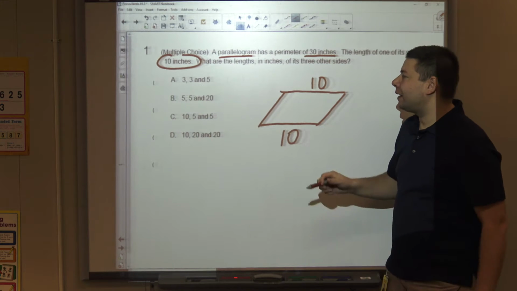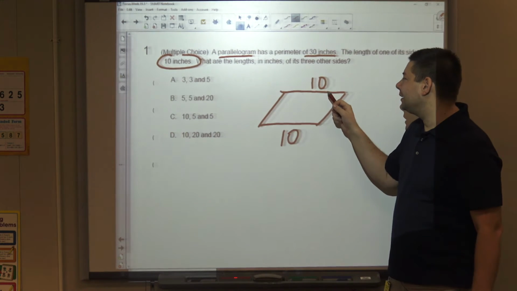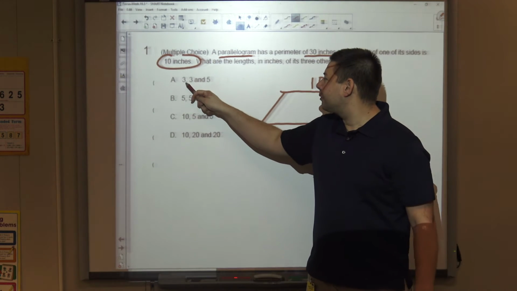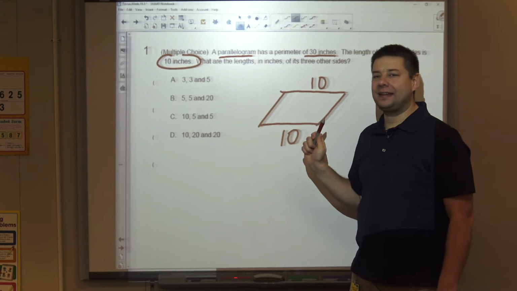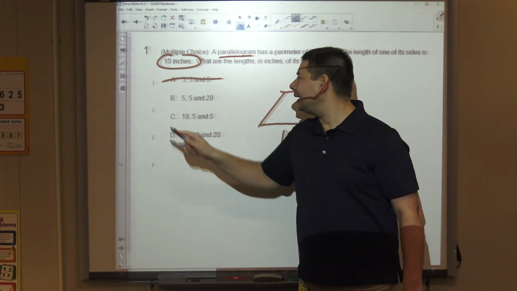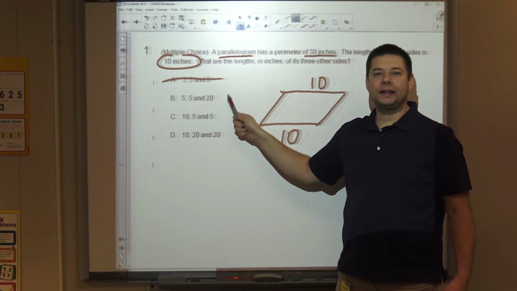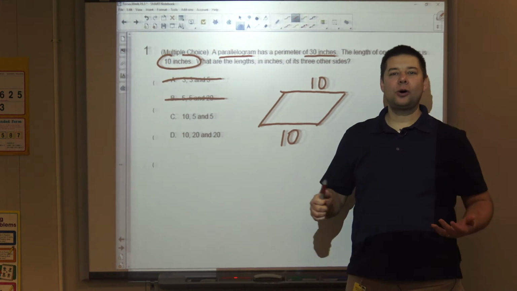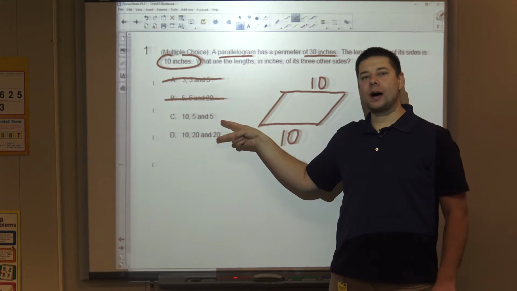it was random. Now I want to look at my multiple choice options because I know that 10 is going to be my second side. So here I have 3, 3, and 5. There's no 10 there. So it can't be A. 5, 5, and 20. There's no 10 there. So it can't be B. Man, I am already in great shape because I'm down to 2 options.